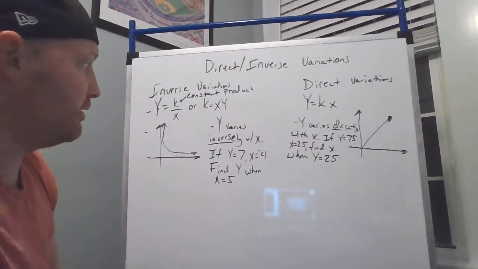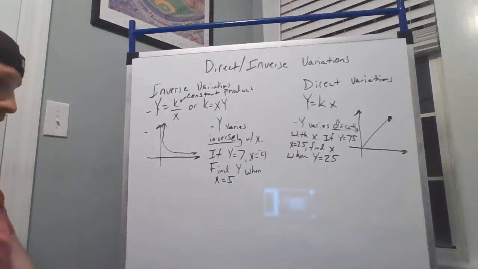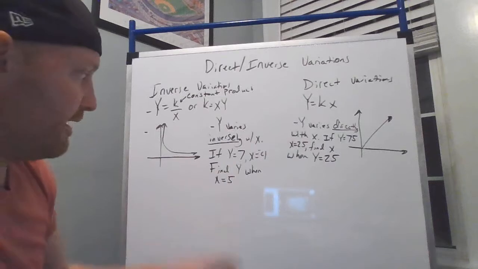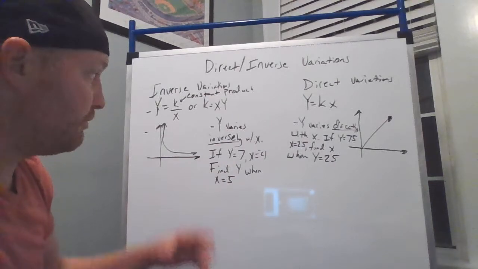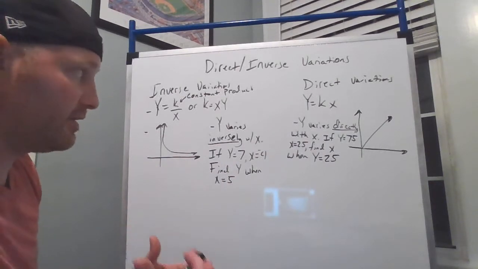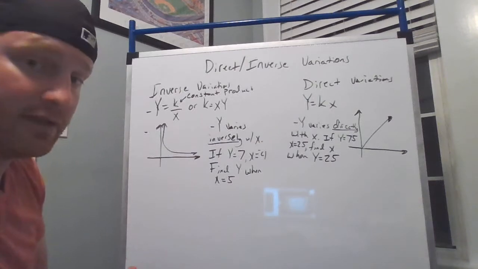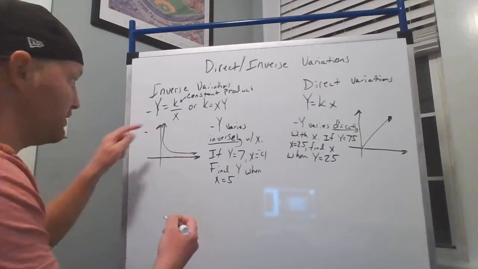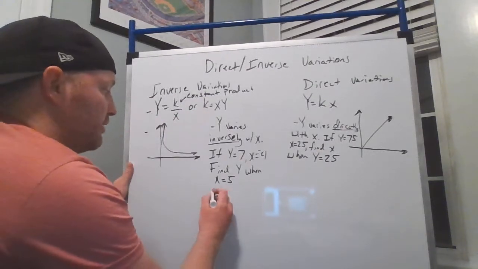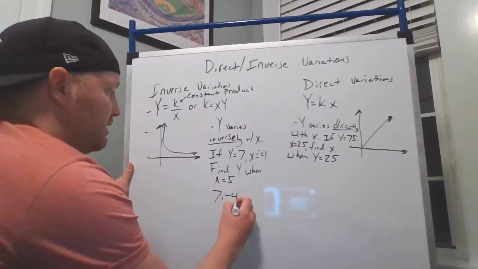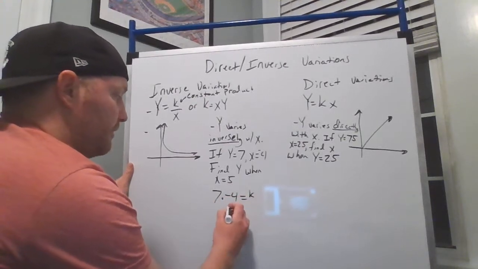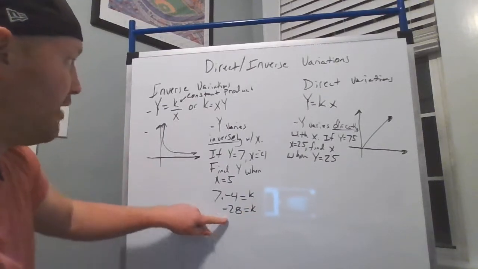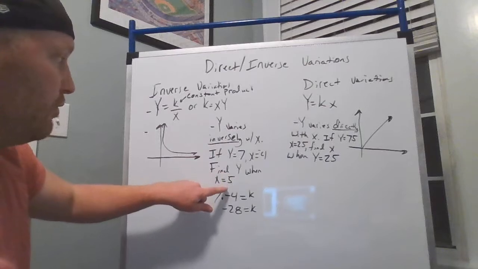So this question right here says, y varies inversely with x. If y equals 7 and x equals -4, find y when x is 5. Because we were told, and every time you'll be told if it's a direct variation or an inverse variation, then you'll know exactly which model to follow. So you've got to find that k first. So let's find that k. So 7 times -4 equals k. -28 equals k.